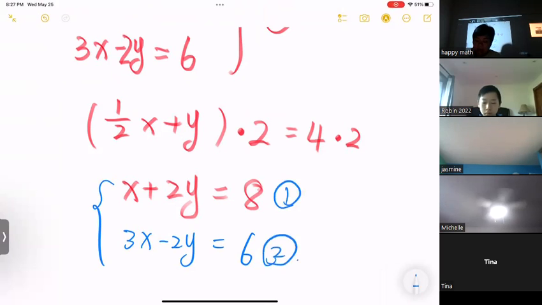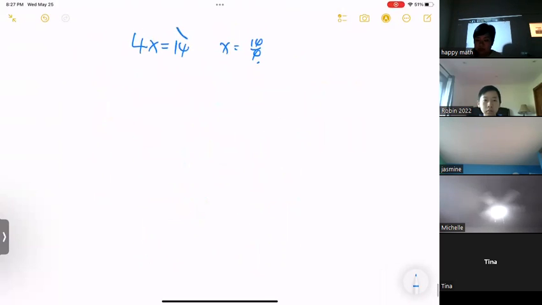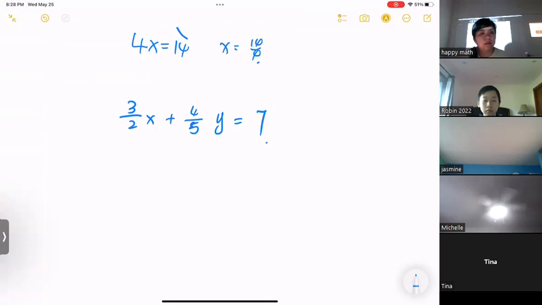Equation 1 added to equation 2, the y terms cancel to 0. So 4x is 14, so x is 14/4. From that, you can figure out what y is. Well, let's see another question. Here it is: 3/2 x plus 4/5 y equals 7. How do we change this equation so the fractions become whole numbers?